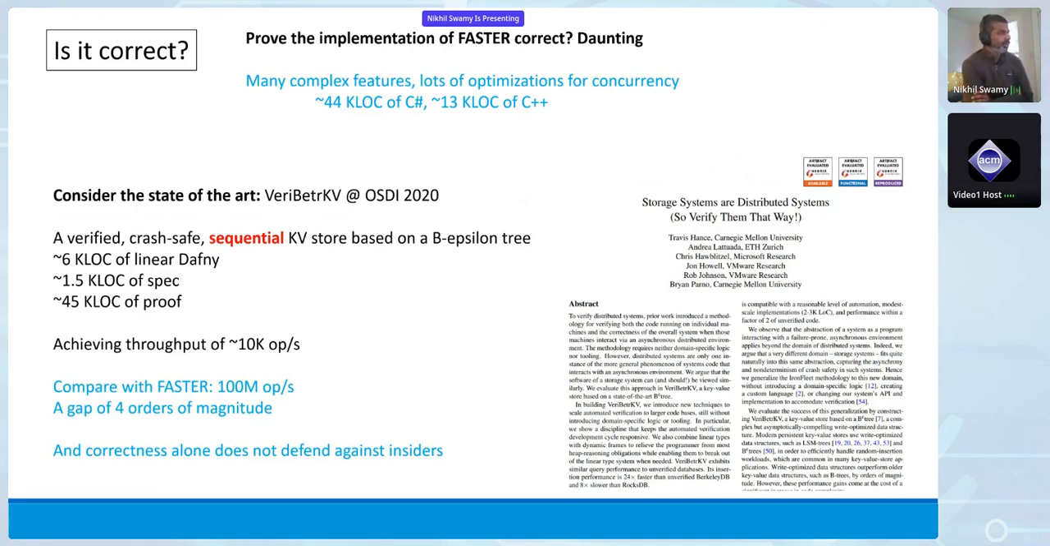So here's a paper from OSDI in 2020 about a system called VeriBetrKV, which is a verified, crash-safe, sequential key value store based on a fancy state-of-the-art data structure called a B-epsilon tree. It's implemented in about 6,000 lines of linear Dafny and takes about 45,000 lines of Dafny proof to get this to go through. But it's a sequential key value store, and it achieves a throughput of only about 10,000 operations per second, which is about 4 orders of magnitude away from FastVer. And of course, correctness of the implementation alone does not defend against insider attacks.